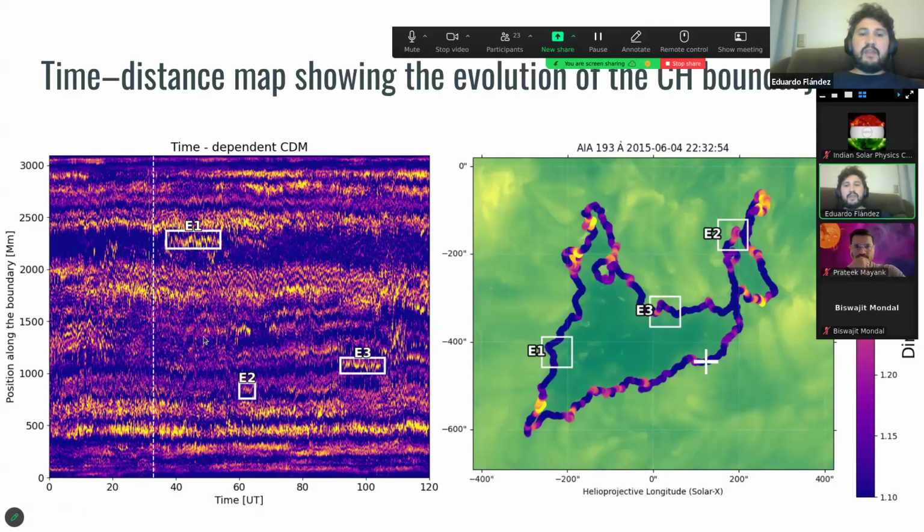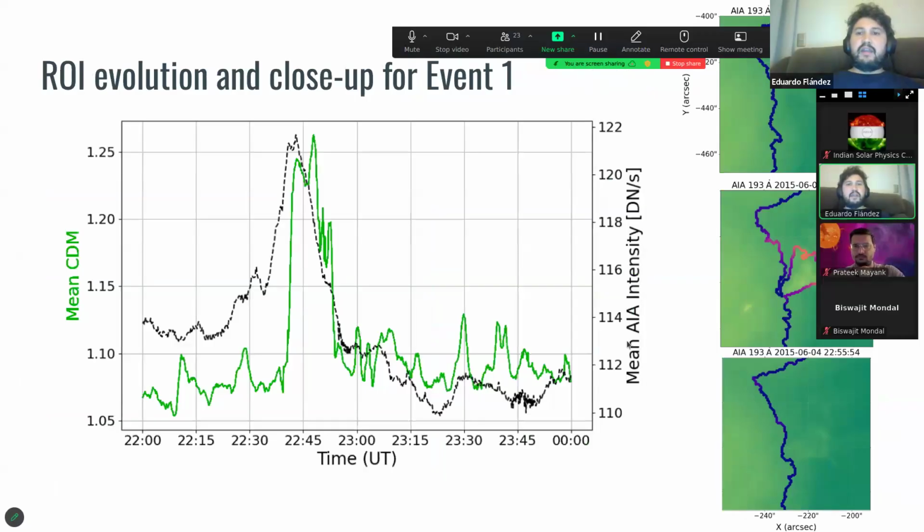We take three events as examples of candidates for reconnection events. So we took these values, and then we returned to the original map, and we identified the region of interest corresponding to these selected areas. And so with this, we try to identify in this AIA image what happened.